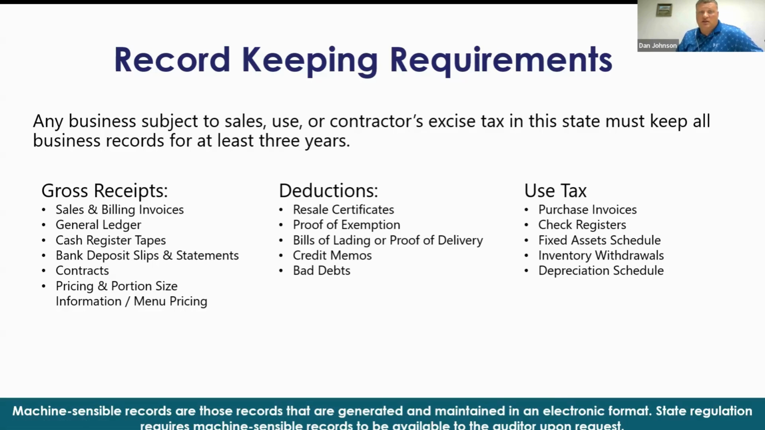Deductions, again, that's going to be resales, proof of exemption. So if you do sell to a school and they give an exemption certificate, you need to keep the exemption on file. Bad debts, use tax, purchase, would that be for purchase invoices, check registers, fixed asset schedule, inventory withdrawals. So anything on Venmo, any of those where you collect payment, even if you kind of trade work, you need to keep a record of how you got paid and then how you're recording that.